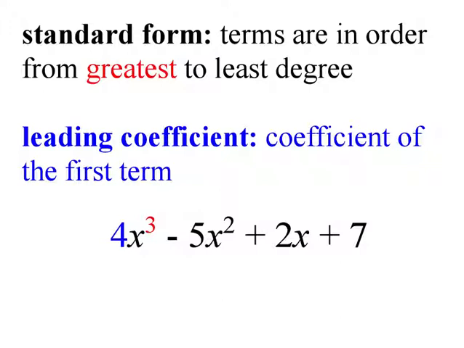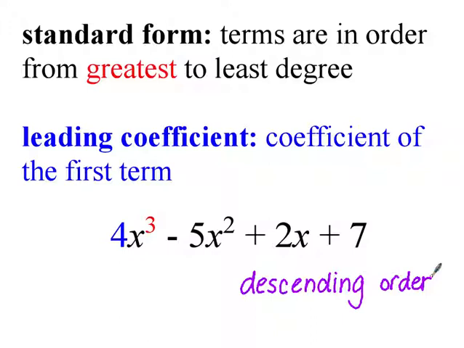That's the term with the highest degree. The term with the highest degree is x cubed, so that's where I start. Then I go to x squared, then x, and then my constant. We call that standard form. We also call that descending order. Because what does it mean when you descend? You go down. So I'm starting with my highest and going down to my least.